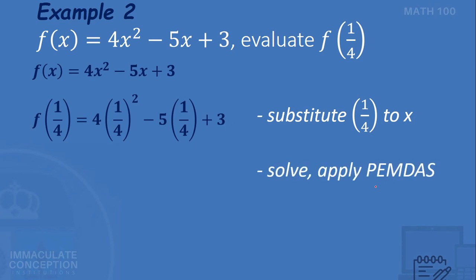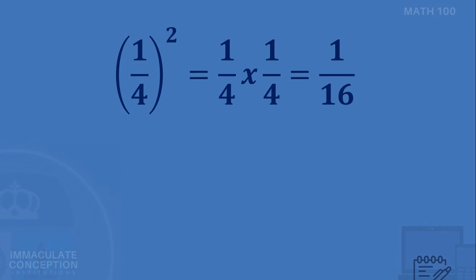We will apply again the concept of PEMDAS. We will do first the exponent. 1/4 to the second power pertains to 1/4 times 1/4. So we will multiply both of the numerator, 1 times 1 is 1, and both of the denominator, 4 times 4 is 16. So we have 1 over 16.